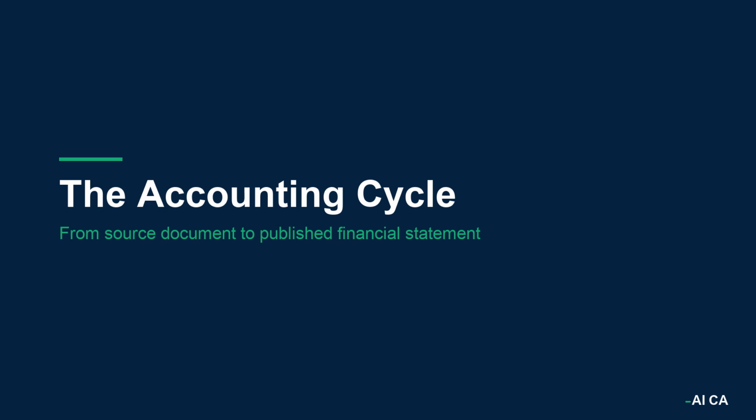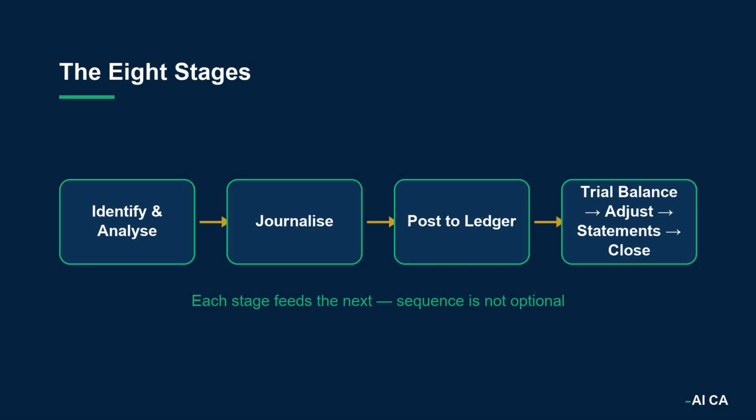worked example. The cycle has 8 distinct stages. Identify and analyze the transaction, record it in the journal, post to the general ledger, extract an unadjusted trial balance, process adjusting entries, produce an adjusted trial balance, prepare the financial statements, then close temporary accounts and start again. Each stage has a specific control purpose. Skipping one does not just create extra work later, it creates risk.